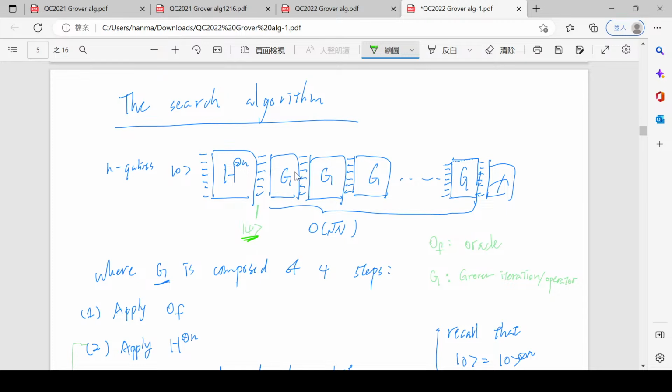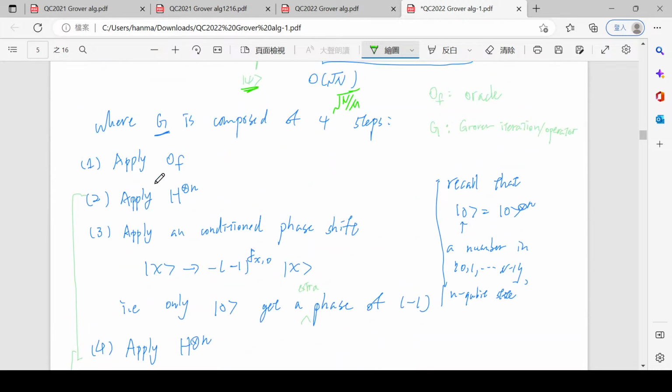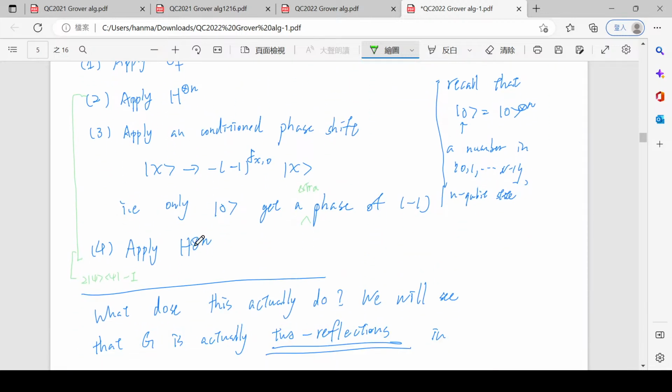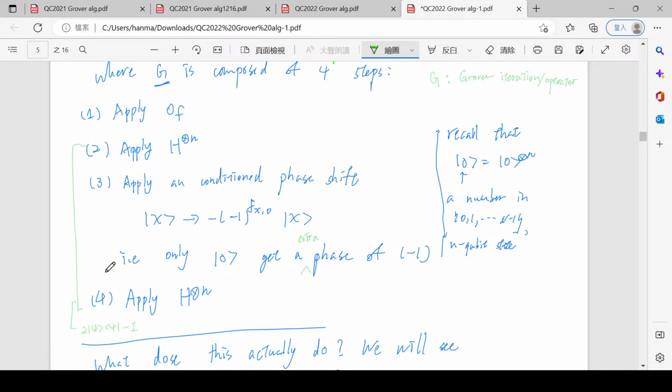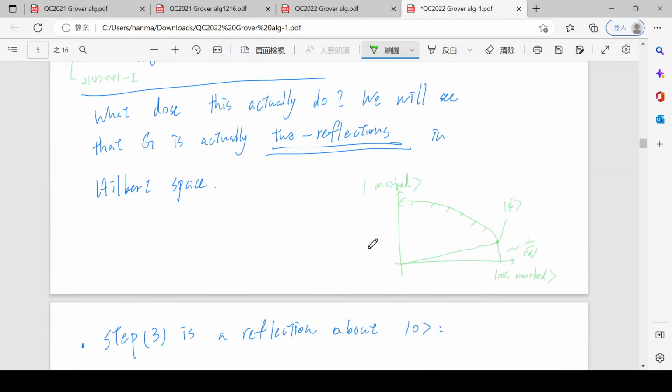Then we just keep repeating iterations, order square root n times, and as we will see, it's actually order square root of n over m times, and then we do a measurement. As we see, the global iteration has 4 steps that are actually 2 steps, and both of the steps are a reflection. The first step is you apply our oracle, and the other 3 steps apply a reflection around this |φ⟩ here.